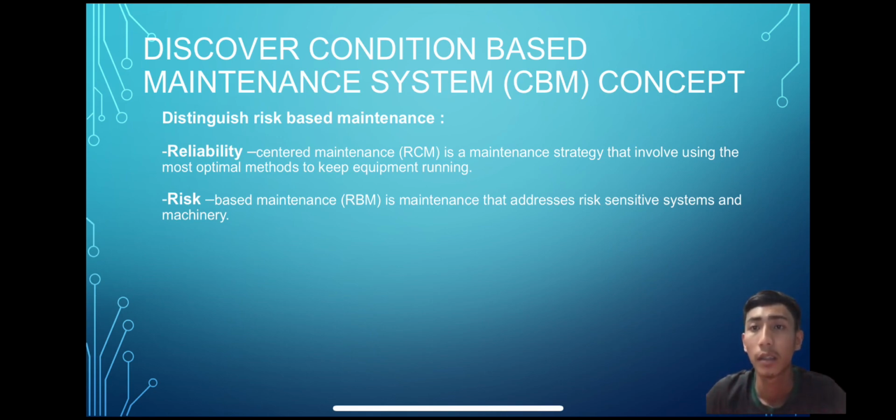Reliability centered maintenance (RCM) is a maintenance strategy that involves using the most optimal method to keep equipment running. Risk-based maintenance (RBM) is maintenance that addresses risk-sensitive systems and machinery.